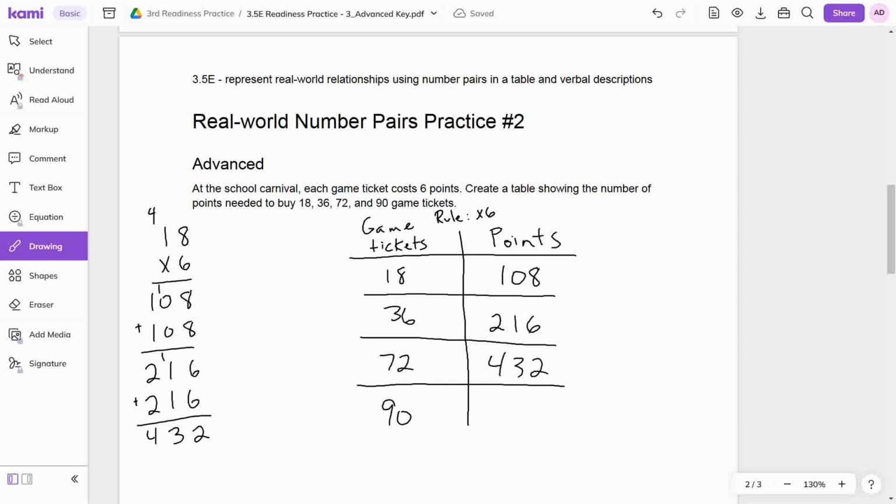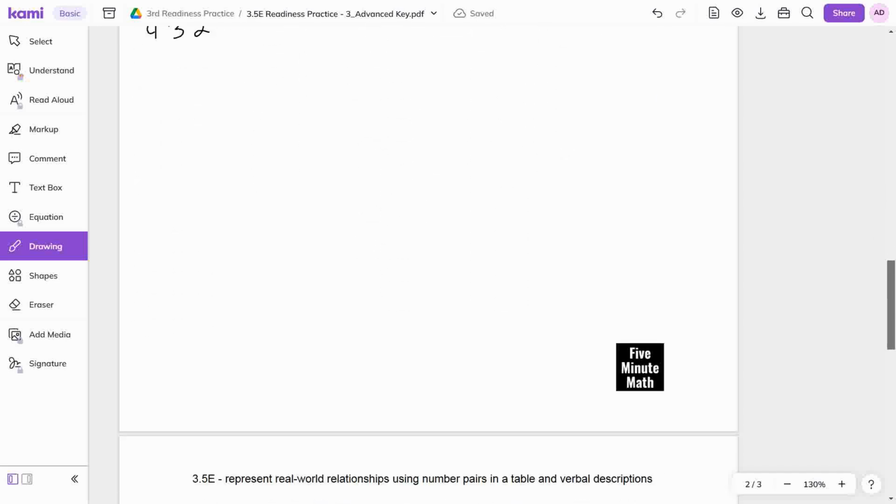Now, that stops working with the 72 and 90. You don't double 72 to get to 90. So let's just multiply 90. And we're going to multiply that by 6 because that's our rule. And that's going to be 0. That's going to be 54. So 540. And if you wanted to, you could have noticed that the difference between 72 and 90 is 18. So I could have added that 432 and that 108. Either way, if you have these points to go with these game tickets, you will be good.